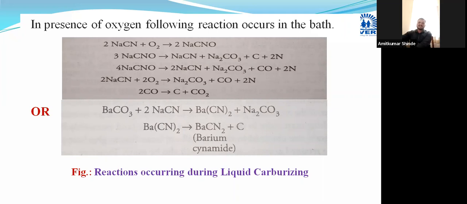Out of these three, liquid carburizing is most efficient, as thin case depths can be achieved in lesser time. But we must take proper care that sodium cyanide, as we are using here, is properly stored, used, and disposed of, because it is very poisonous in nature. Okay, these are the three types of carburizing.